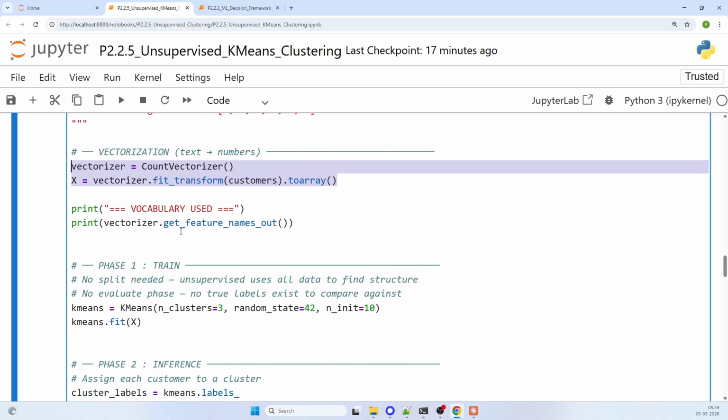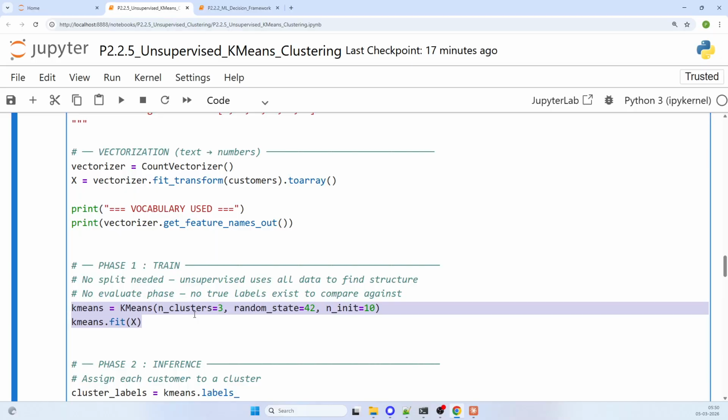Directly I am passing this entire X data to the k-means algorithm and I am telling n_clusters equal to 3, random_state is 42 and n_init is 10. So it means no split needed. Unsupervised learning uses all data to find structure, no evaluation phase, no true labels to compare against. So here I am training my model, the model name is k-means, and these are the arguments I pass while initializing the model.